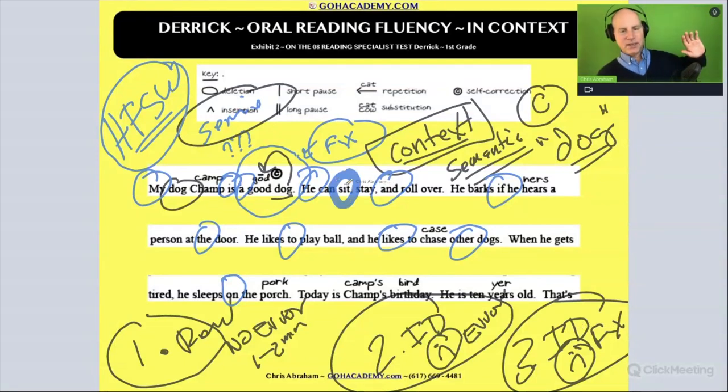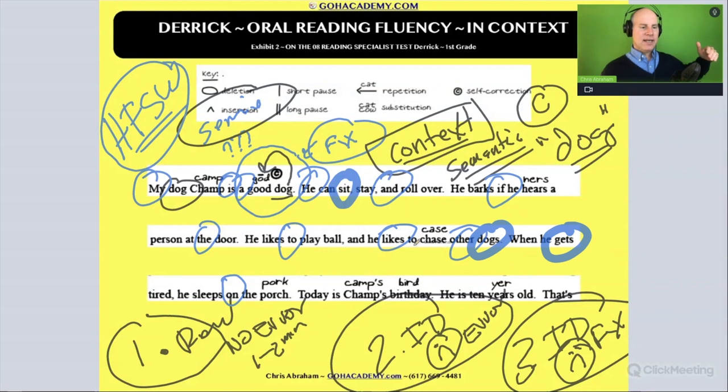Other really good things, right? He got these CVC words, right? Sit, dog, get. He was able to get some words with, okay, so you see what I mean? We can go in and we can actually dig a lot deeper and find other things correct in Derek's work. I'm not going to do all of them. There's a lot of them here.